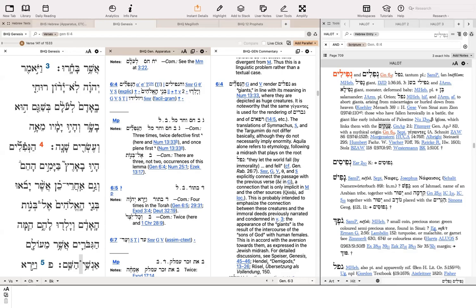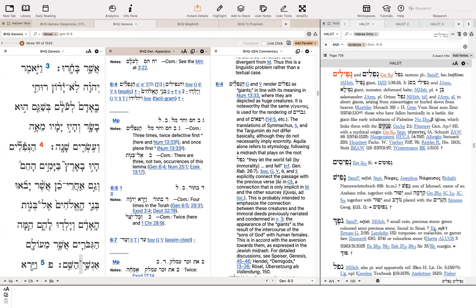They let the world fall by immorality and fell. Confer Genesis Rabbah 26:7. That is the Midrash of Genesis Rabbah, and there it explains that these fallen ones were immoral and therefore they fell, and that's where the name Nephilim comes from. And then we have here a new sentence: the Samaritan Pentateuch, the Septuagint, the Vulgate, Theodotion, and the Syriac explicitly connect the passage with the previous verse.